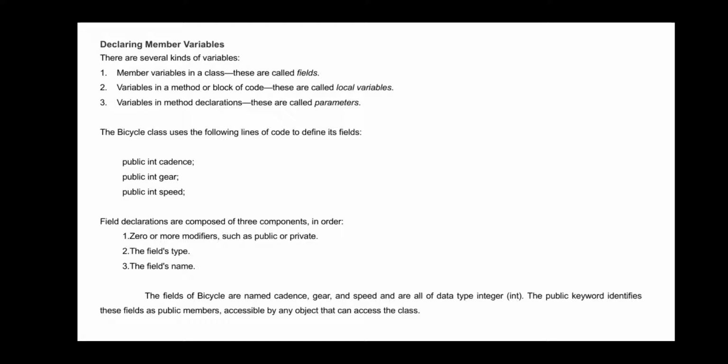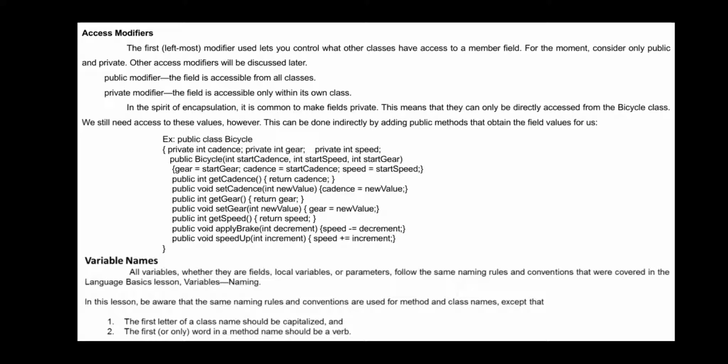Then afterwards we came across declaring the member variables, or we can say fields or data members of a class. The simple examples are public int cadence, public int gear, and public int speed. Then moving to the next one, we saw access modifiers.